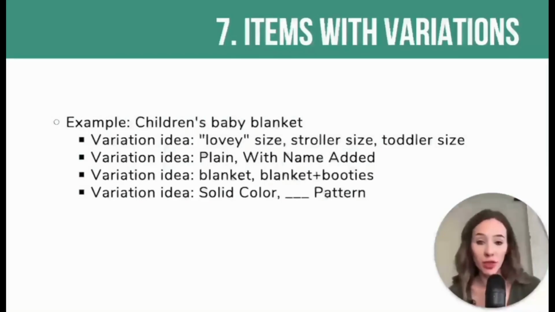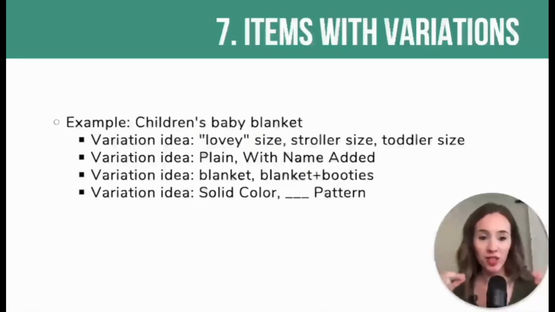Another example we're going to go into is children's baby blanket. One idea for a variation would be having sizes. So the lovey size, that's what we call them. They're like 8 inches by 8 inches, just for the little baby to snuggle with, a stroller size, or a toddler bed size. So those would be 3 different price points, 3 variations, clear options. It's not going to take a customer 5 days to think about which option they want.